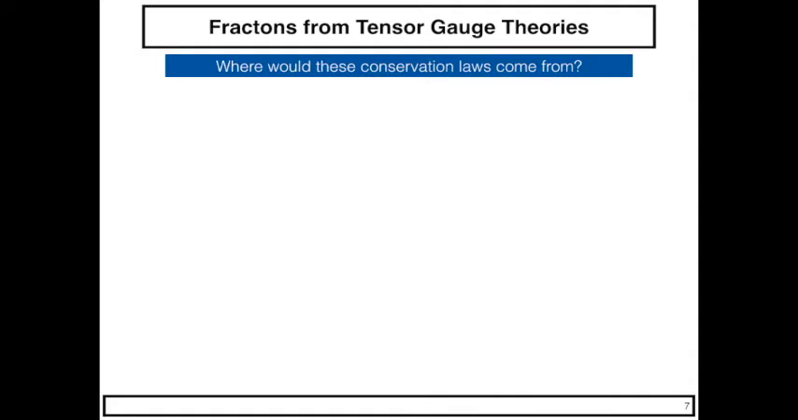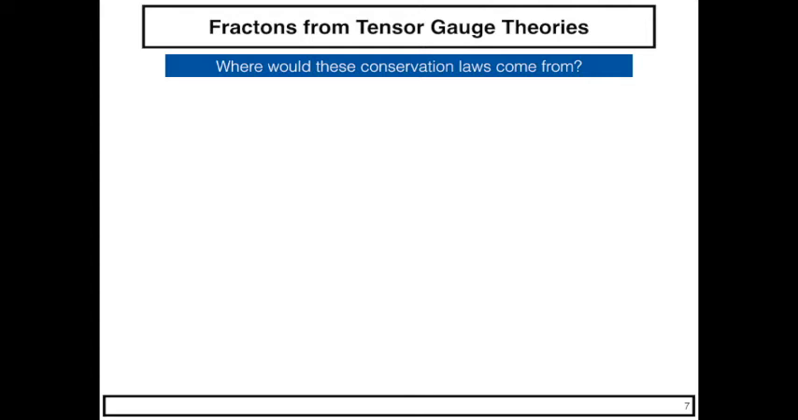The question then is, why would these kind of higher moment conservation laws ever arise? Conservation of dipole moment certainly isn't something we observe normally. Of course, we know that conservation laws are connected with symmetries, so what we're really asking is what kind of symmetry would imply conservation of dipole moment or other higher moments like that.